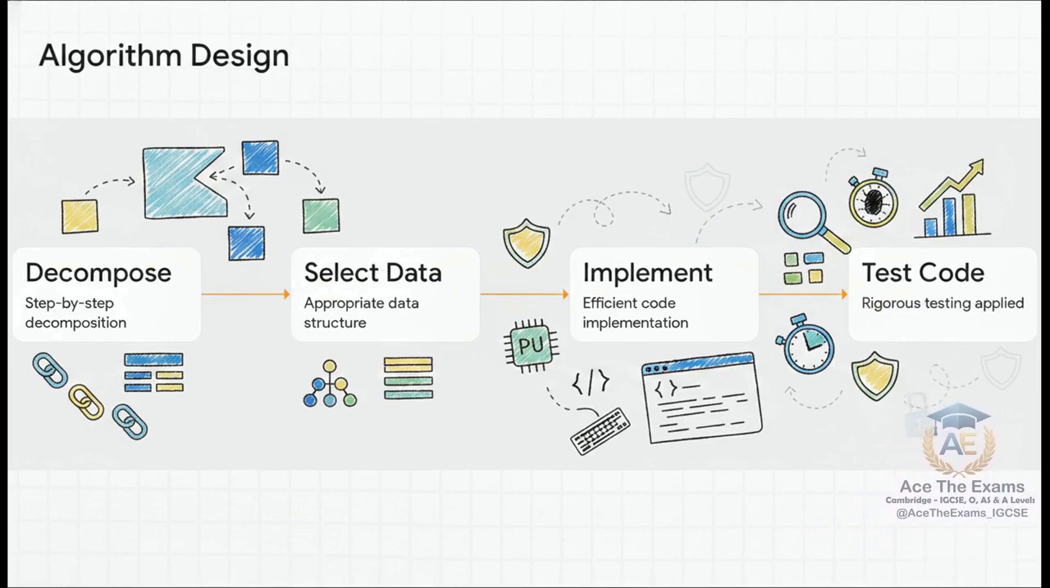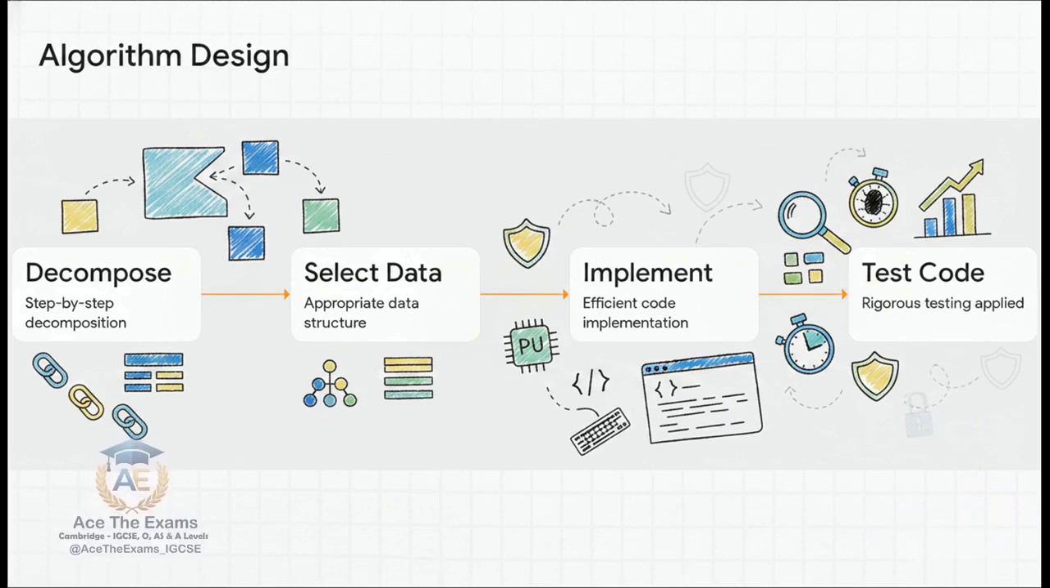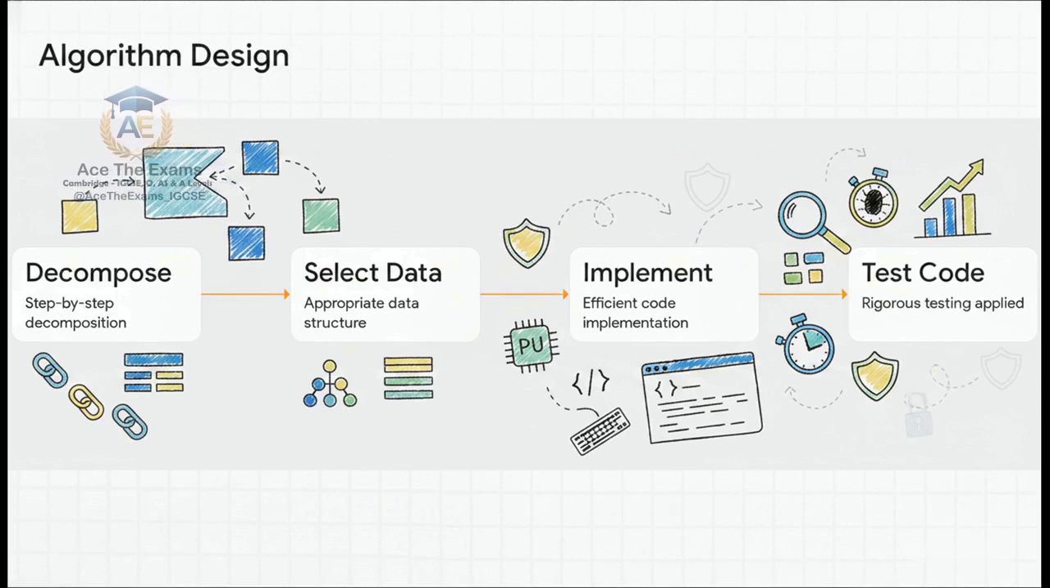Now, if the exam question shifts toward practical programming, pseudocode, and algorithmic thinking, you need to seamlessly transition to this specific 4-step practical framework. You have to demonstrate your ability to design algorithms by starting with step-by-step decomposition. Break the big security problem into smaller, manageable subroutines. With the problem broken down, move to appropriate data structure selection. Are you using a 1D array, a linked list, or a record structure to store these user passwords? Follow that up with efficient code implementation, ensuring your logic flows, and finally, conclude with rigorous testing and performance evaluation, utilizing trace tables and test data.